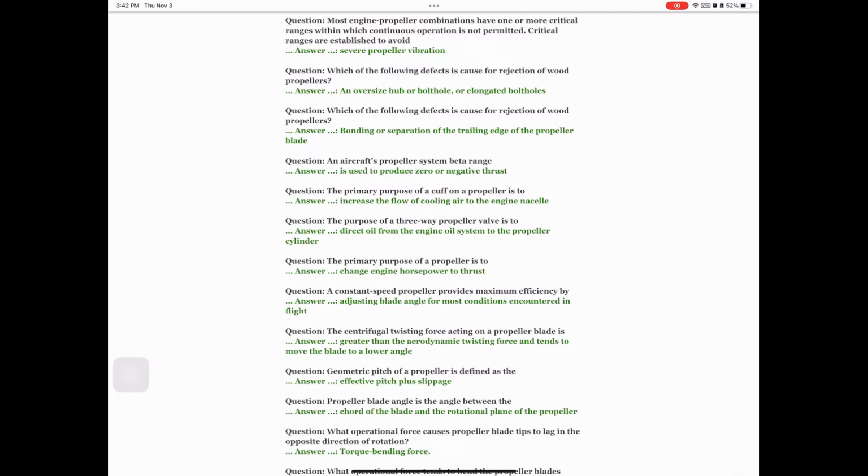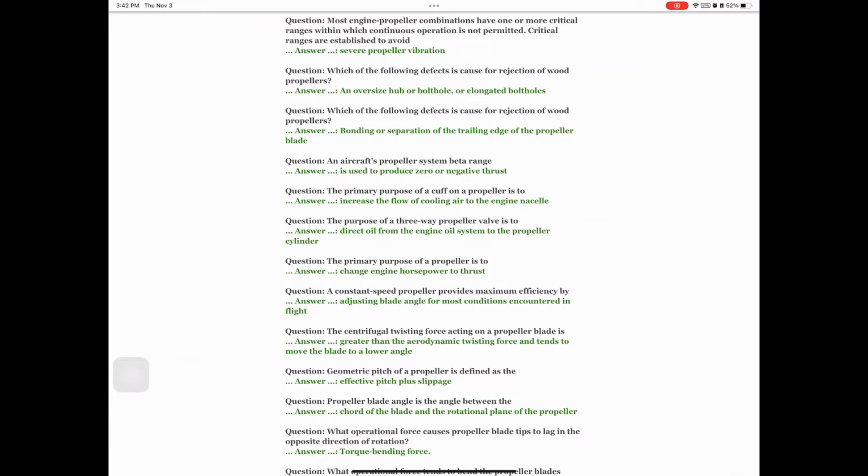Answer: an oversized hub or bolt hole, or elongated bolt holes. Question: which of the following defects is cause for rejection of wood propellers? Answer: bonding or separation of the trailing edge of the propeller blade. Question: an aircraft's propeller system beta range? Answer: is used to produce zero or negative thrust.